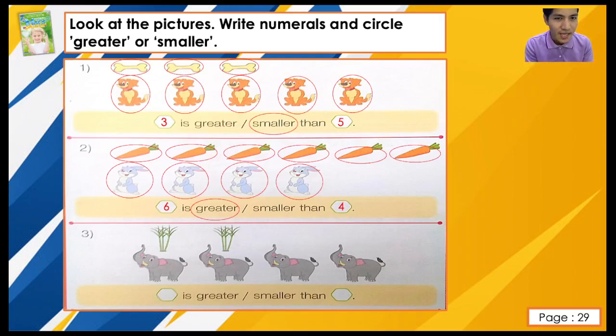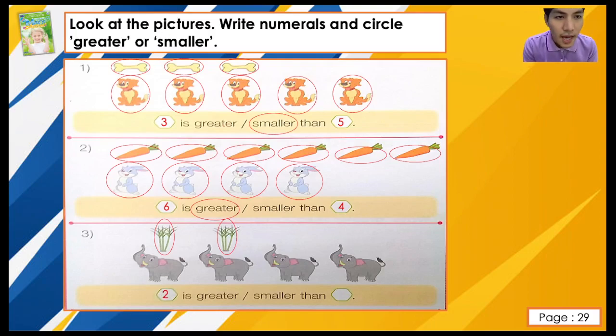What do you see in number 3? I see elephants and what plant is that? Yes, sugar canes. Let's count the sugar canes. 1, 2. There are 2 sugar cane plants. Okay, you will write 2.